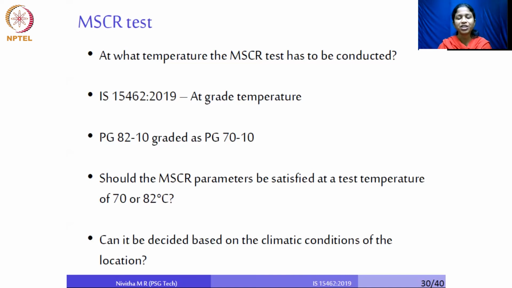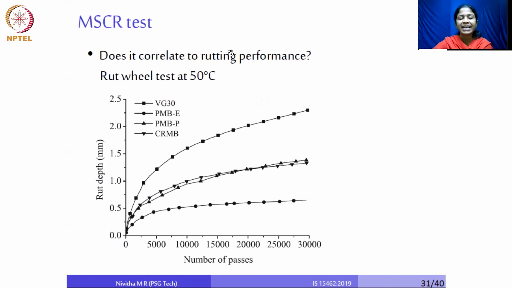So again, this issue will be solved when we have bounds for the PG specification. Right, so when we have bounds for the PG specification, every binder will be graded in a specified grade, and this kind of using the minimum value will not occur. So in that scenario, we will not have these kind of issues with regard to the test temperature for the MSCR test.